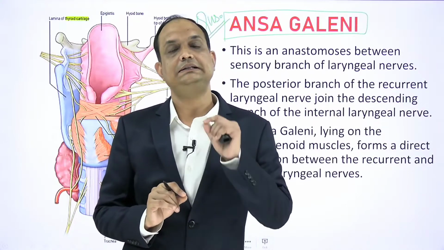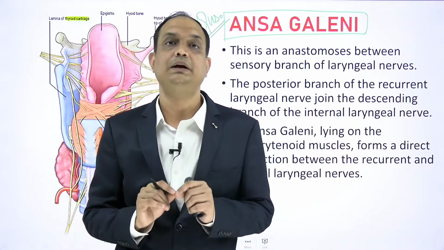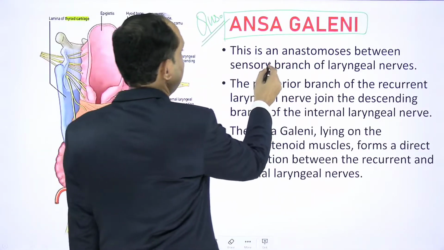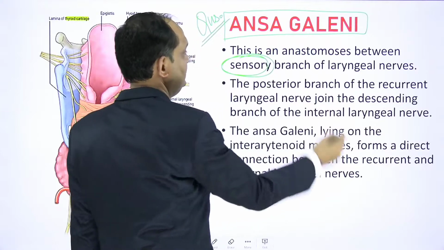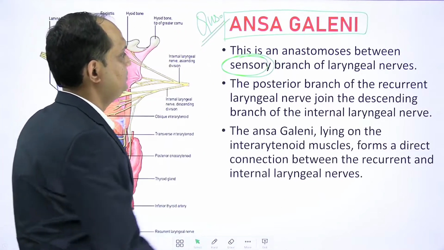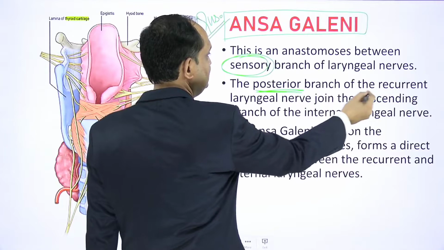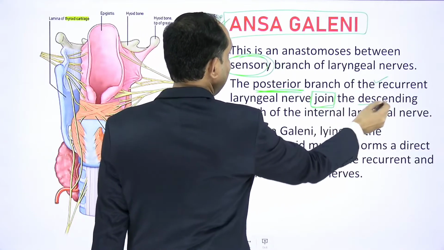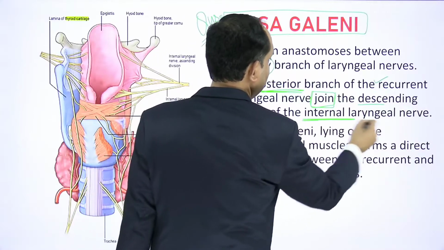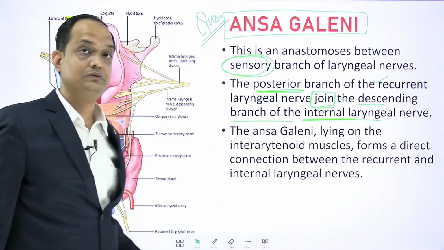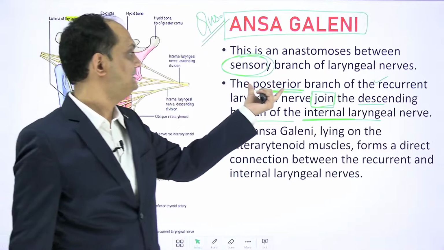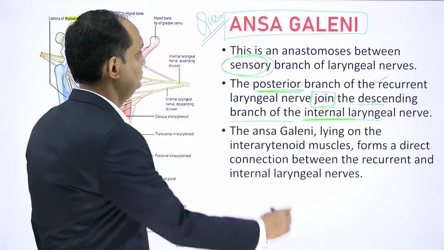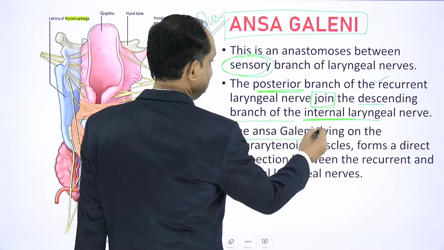Please note, it is an anastomosis between the sensory branches, not motor branches. So it is an anastomosis between the sensory branches of the laryngeal nerves. The posterior branch, which is sensory, and this is a branch of the recurrent laryngeal, joined with the descending branch of internal laryngeal. So the internal laryngeal nerve is also sensory, and the sensory branch of recurrent laryngeal, both are making an anastomosis, and this is known as ansa galeni.